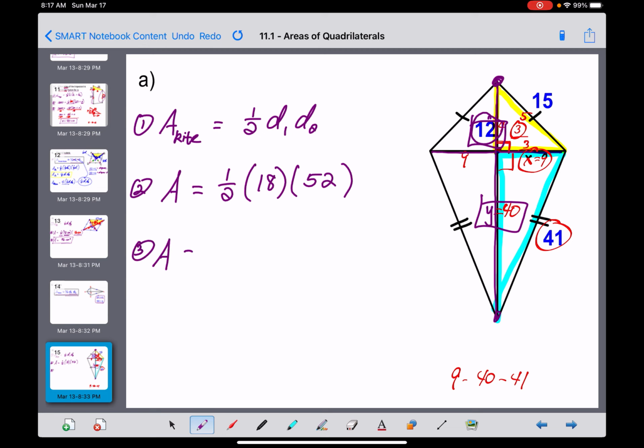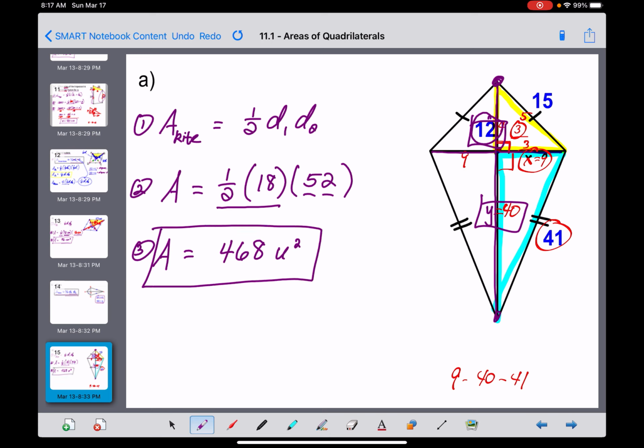Now for step 3, I would just grab your calculator and multiply all that together. Can I do this in my head? Half of 18 would be 9. 9 times 52, 450, and another 18. I believe that's going to be 468. I didn't give you any units in this figure, so we're just going to put square units at the end there, and that's our answer for the area of the kite in this example.